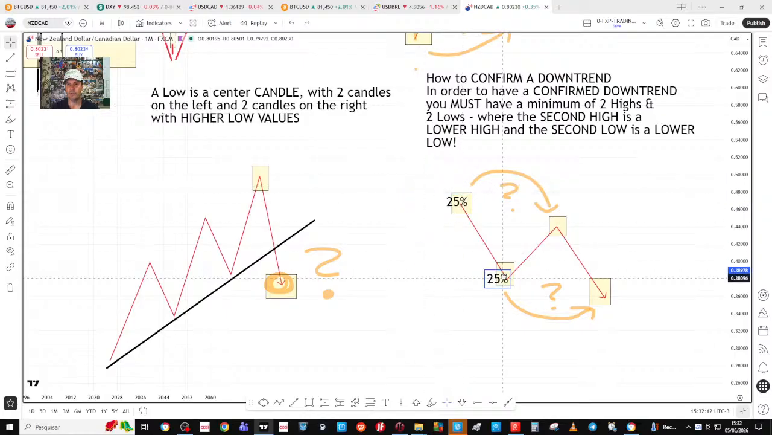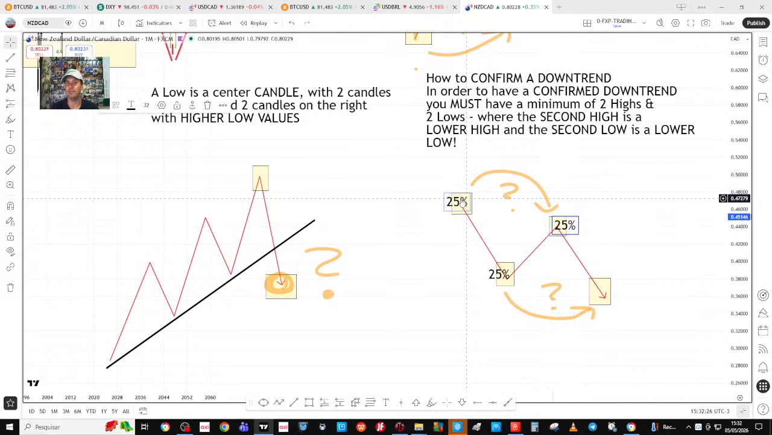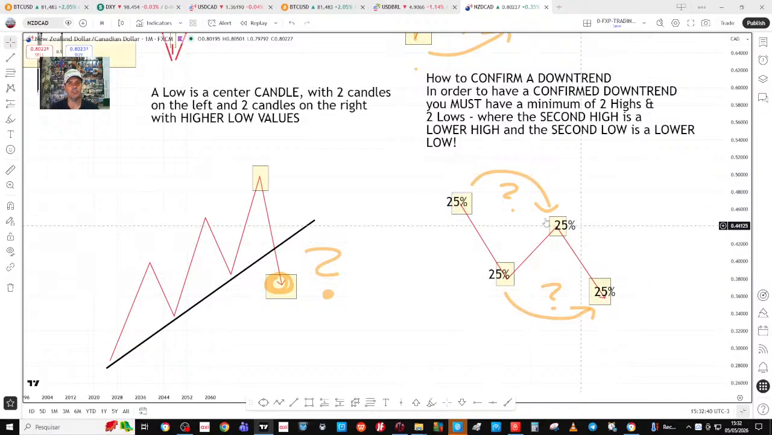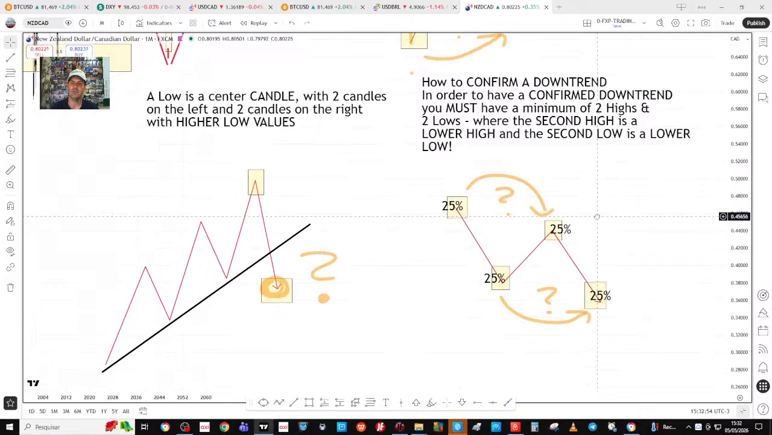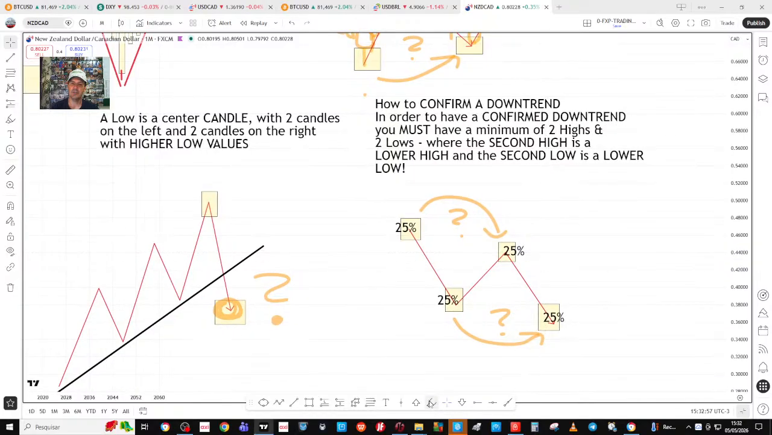This low is going to represent another 25% of the downtrend. This second high, this second lower high, is going to represent another 25% of the confirmed downtrend. And this second low finally is going to represent another 25% confirmation of the downtrend. So when you have a minimum of 2 highs and 2 lows, minimum, could be more, and the second high is a lower high and the second low is a lower low, now you have 100% confirmed downtrend.